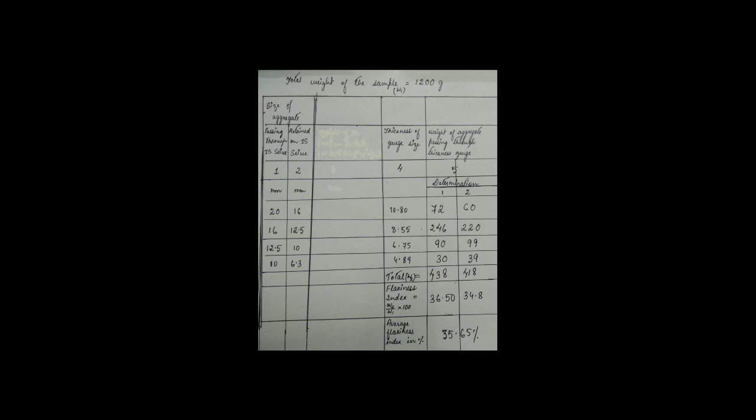In the flakiness index test experiment, the weight of the sample W is given to be 1200 grams. That is, we had taken the total weight of the sample as 1200 grams before our experiment.